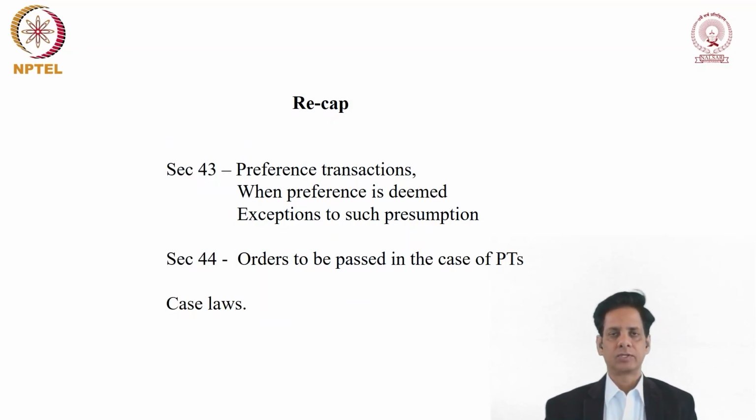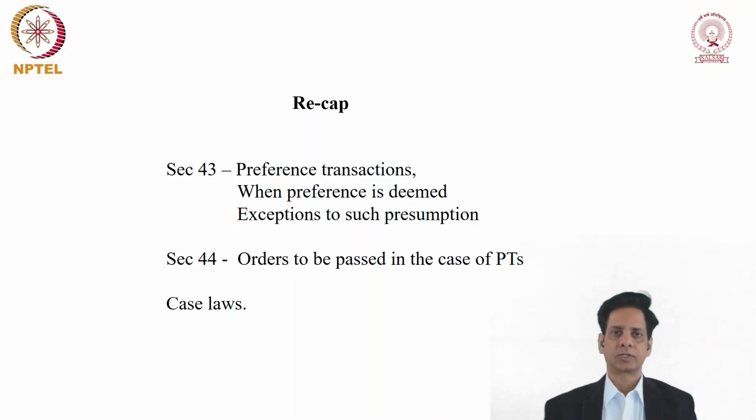Section 43 speaks about preferential transactions. It makes a reference to an antecedent transaction based on which a preferential transaction is entered, and there we talk about when that is presumed to be a preferential transaction, and the burden of proof lies on the other party which has entered into a preferential transaction. This is what we have done under section 43.